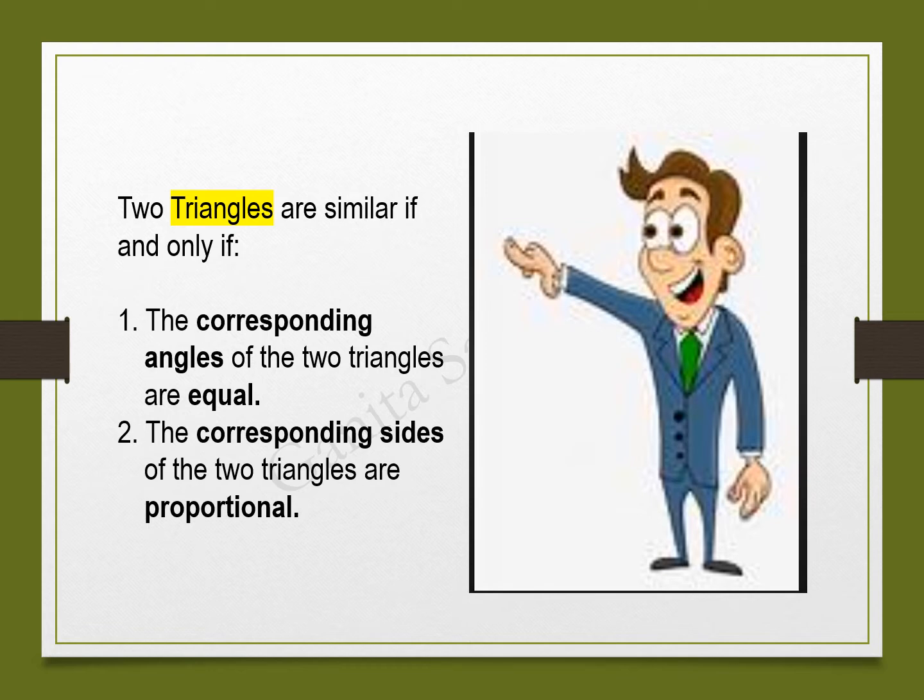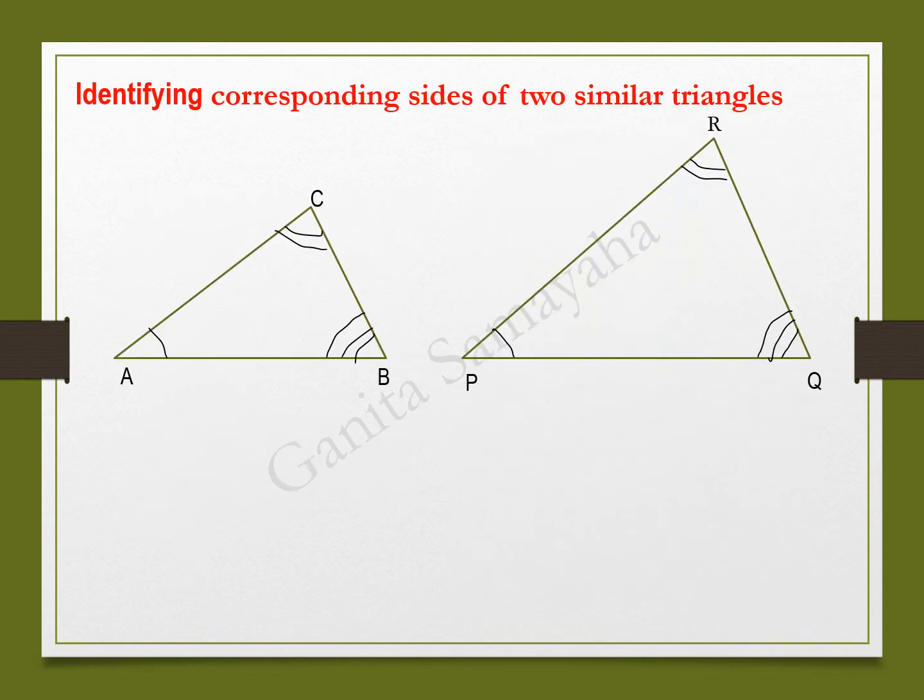We already know how to identify the corresponding angles. The equal angles are the corresponding angles. We have understood that. Now, let us understand how to identify the corresponding sides of two similar triangles, children.